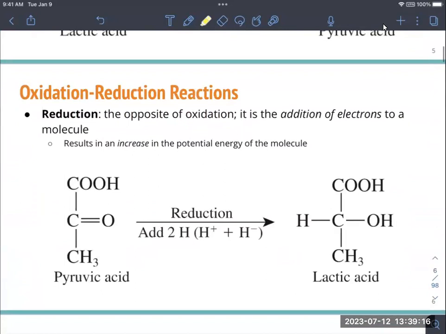Now for reduction, this was one I was just talking about. We add electrons in a reduction reaction. So we increase that potential energy. So that pyruvic acid, it's what's left. It's the end product in glycolysis. If we don't use it to make energy, it turns into that lactic acid, which then gets released out into our bloodstream.